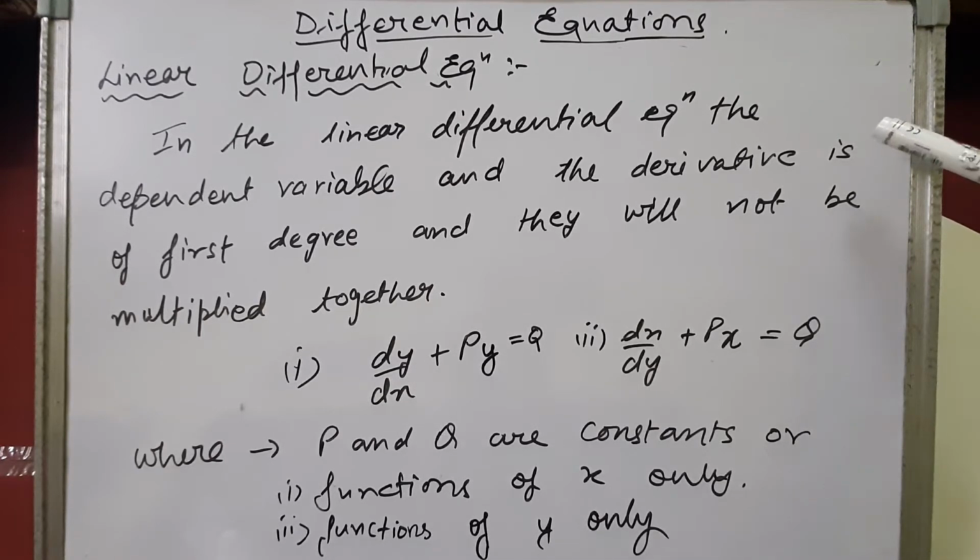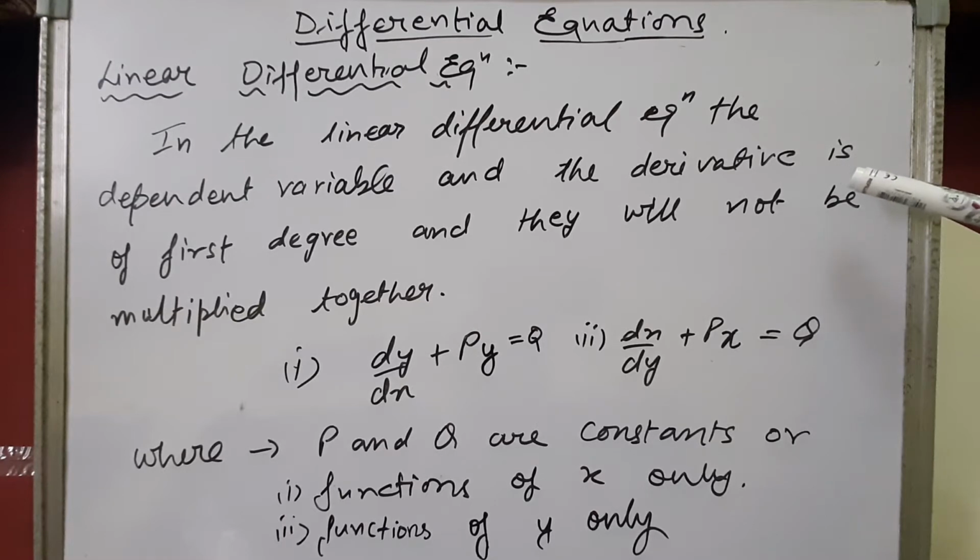So first let's see what a linear differential equation is. In a linear differential equation, the dependent variable and the derivative are of degree 1. Suppose any equation is given in terms of x, then the dependent variable will be y. If any equation is given in terms of y, then the dependent variable will be x. So the derivative of y will be dy upon dx, and the derivative of x will be dx upon dy. Alright children, so both the dependent variable and the derivative are of first degree.